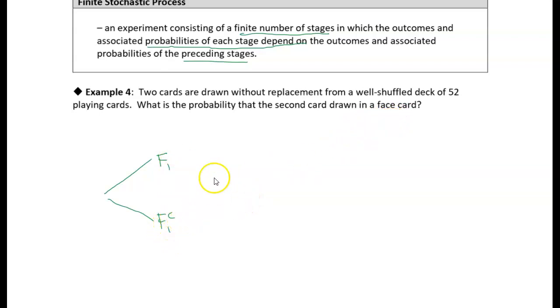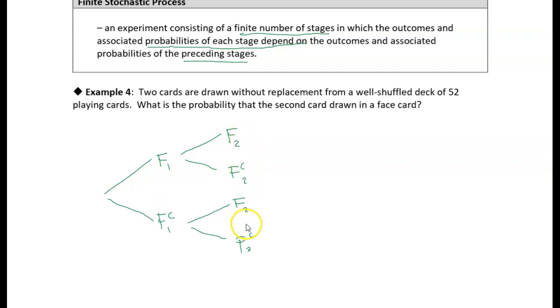Now the second draw is the next stochastic event. We're going to draw another card, and it's either going to be a face card or it's not going to be a face card. So I can draw a tree that looks like this: face card on the second draw, or not a face card. That's our finite stochastic process, where we've got 2 draws, two stochastic events. The first event of chance is just drawing the first card. The second event is drawing the second card.